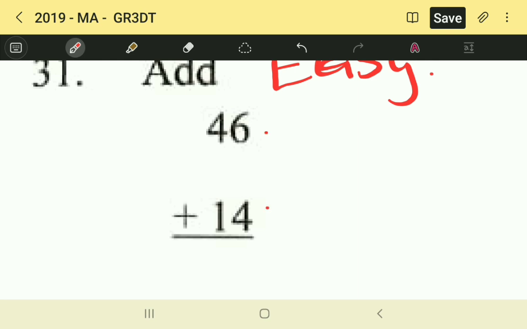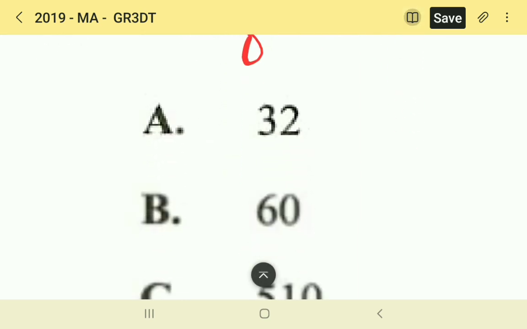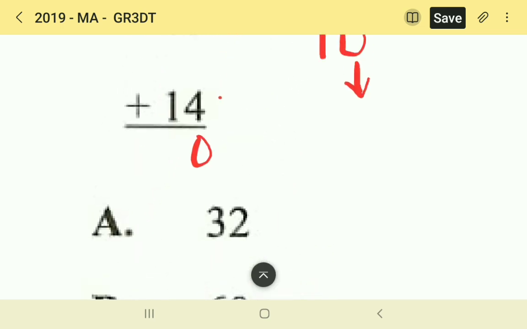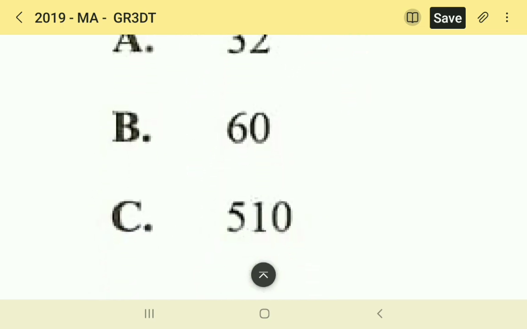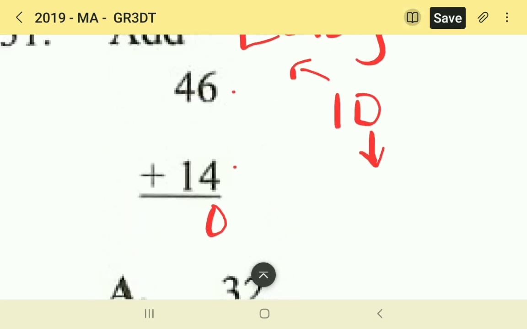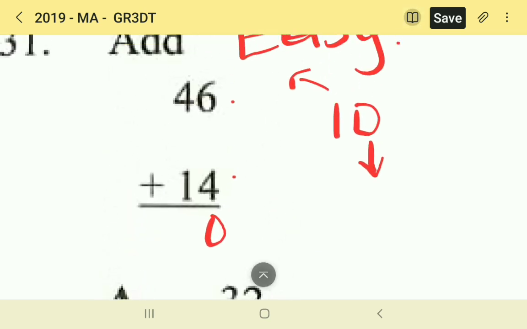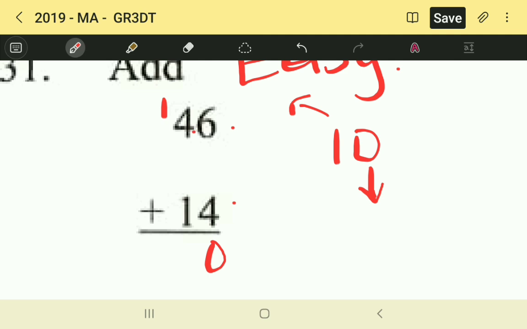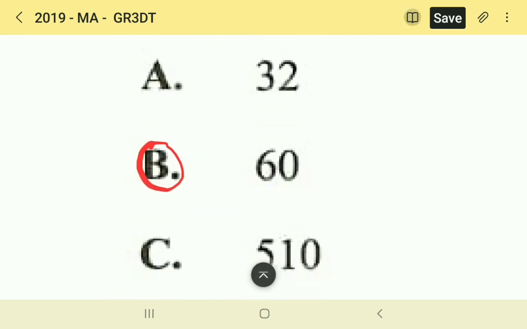4 plus 6, we have 10. Rename. Alright? So we have our 0. Let's see if we have an answer ending in 0. Oh, 2 of them. But we know 46 and 14 can't give 500. So we know the answer is going to be B. But for those who still need to work it out, get it? We have our 1. 4 plus 1 is 5 plus 1 is 6. So the answer is 60 and 60 is at B.